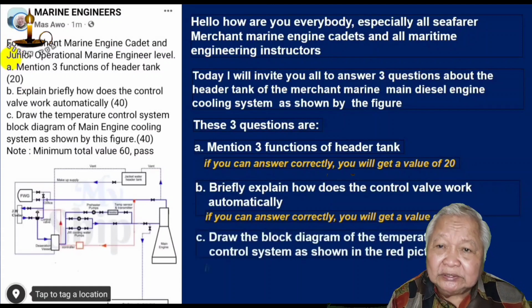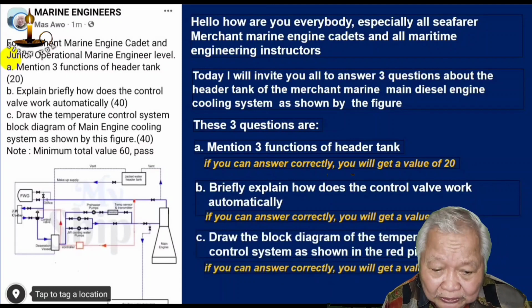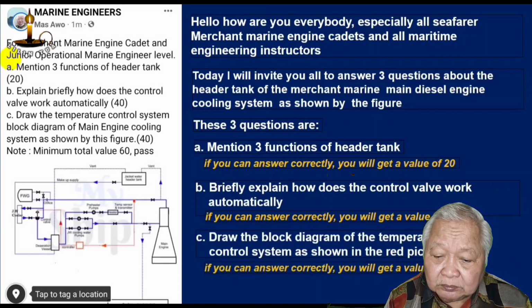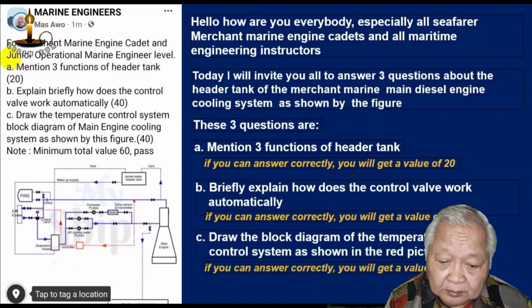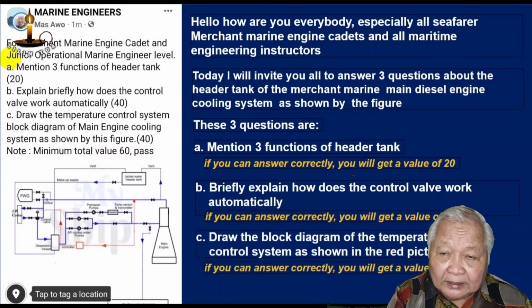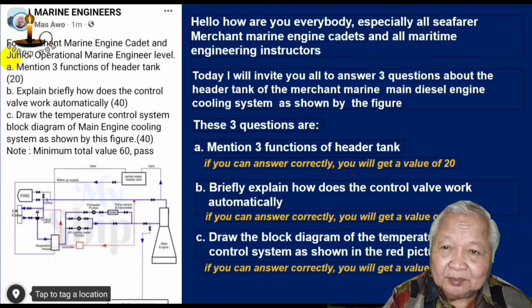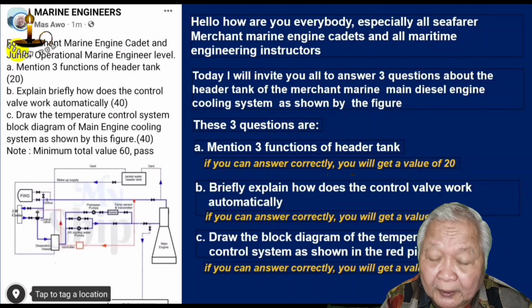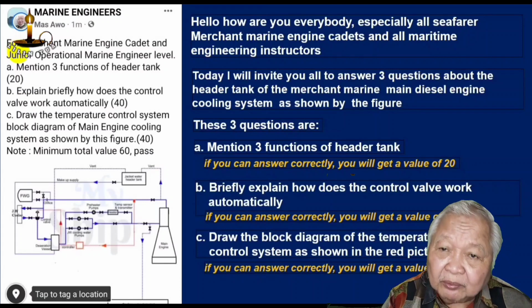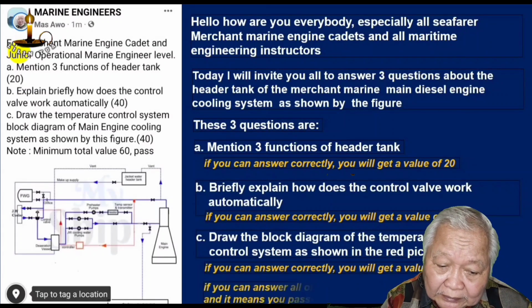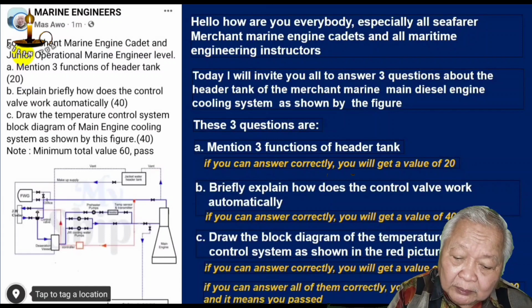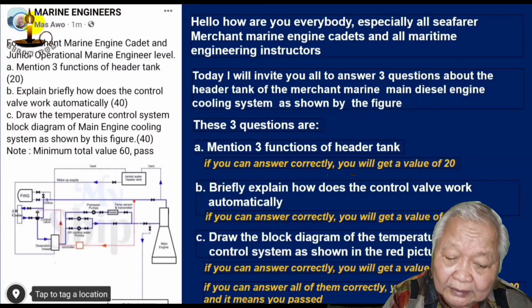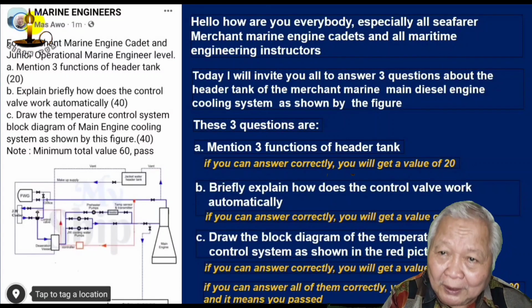And the last question, Charlie or C: please draw the block diagram of the temperature control system as shown by the red line. If you can answer correctly for this question, you will get a value of 40, so that if you can answer all of them correctly, you get a total score of 100, and it means you pass.